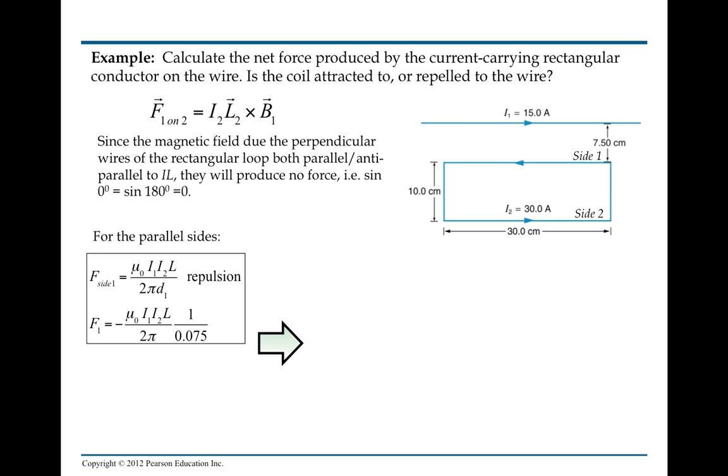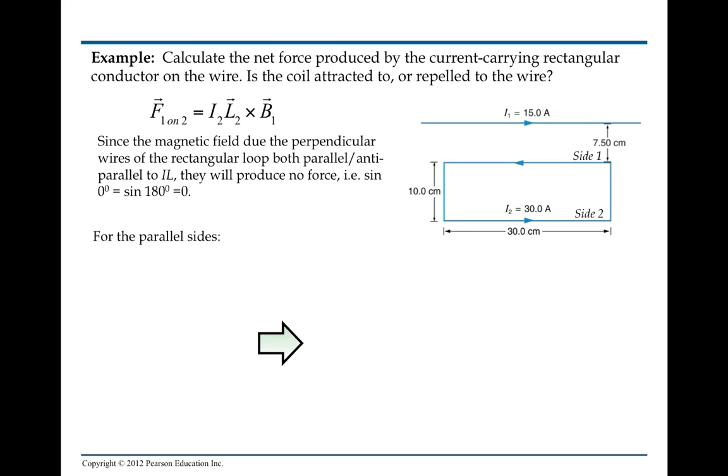This is another very famous question, and what does it say? You have a wire that is carrying some current, 15 amps, and then there is a rectangular loop next to it. And what he wants you to do is calculate the net force produced by the rectangular conductor on the wire. So what does this mean?